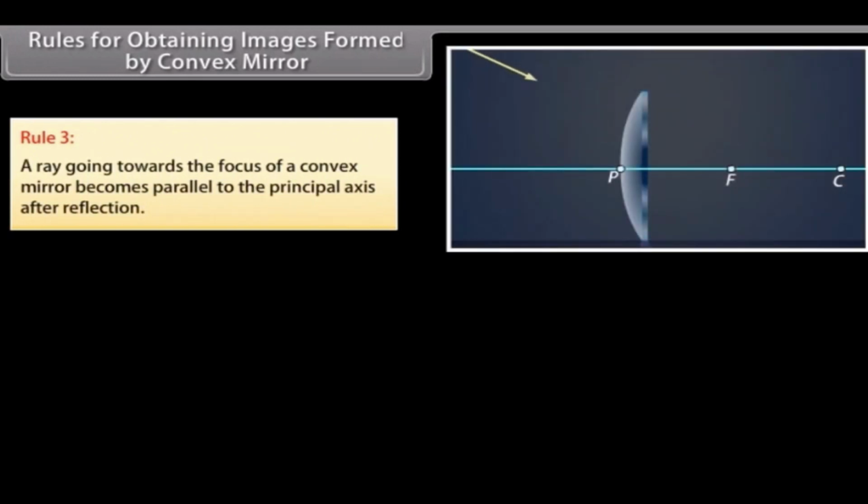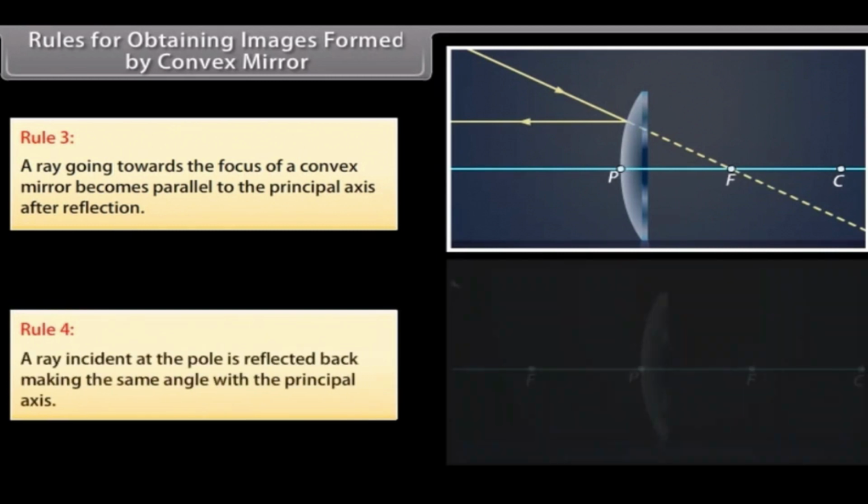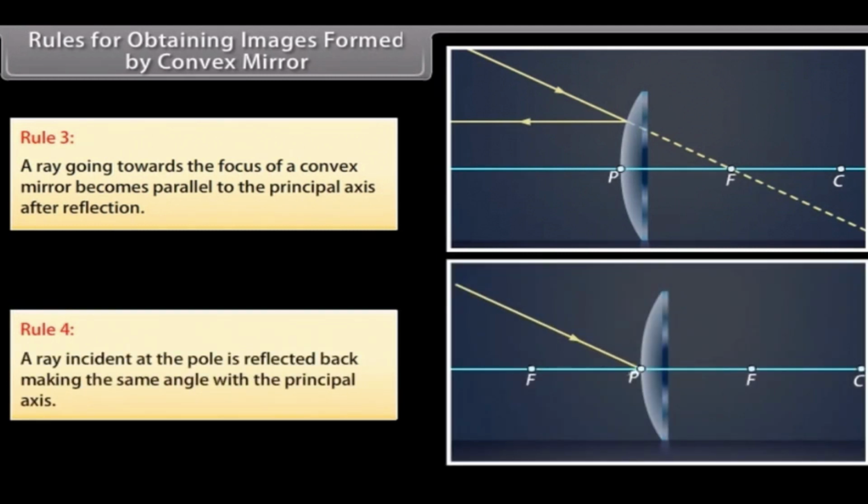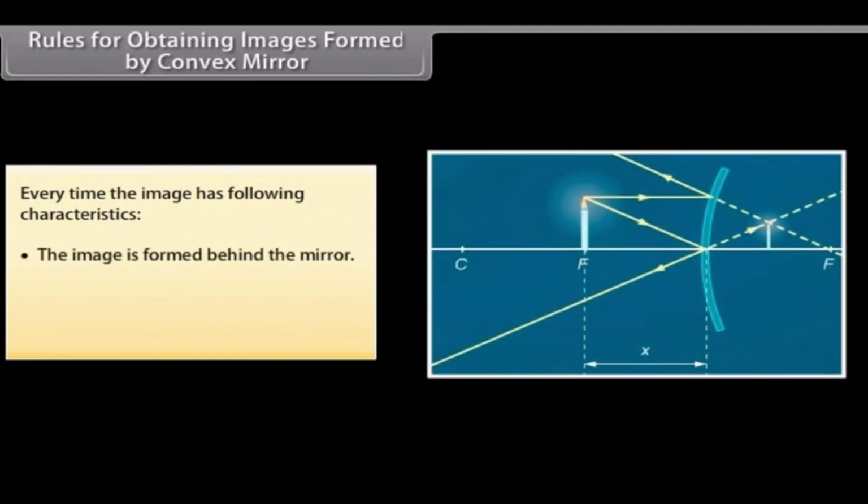Rule 3. A ray going towards the focus of a convex mirror becomes parallel to the principal axis after reflection. Rule 4. A ray incident at the pole is reflected back making the same angle with the principal axis. Every time the image has following characteristics. The image is formed behind the mirror. It is virtual and erect, smaller than the object.